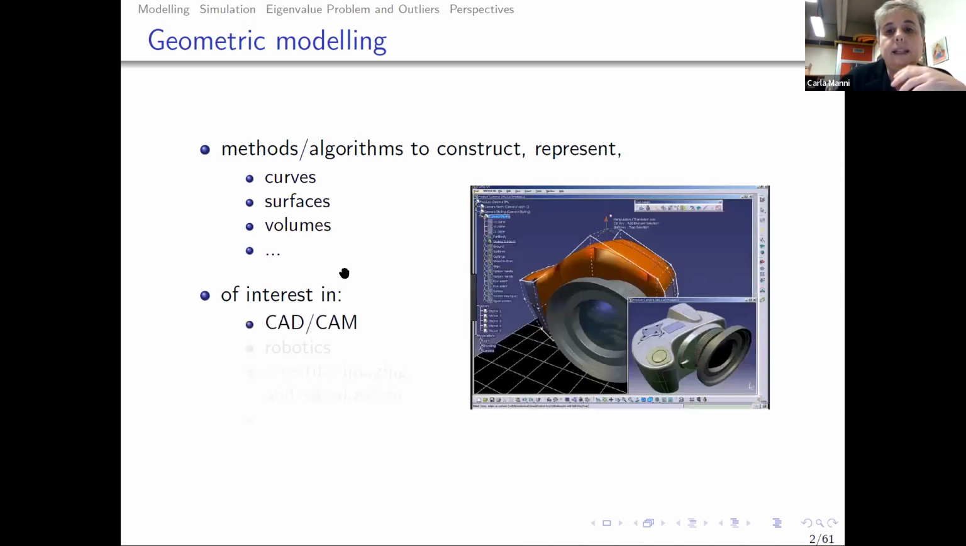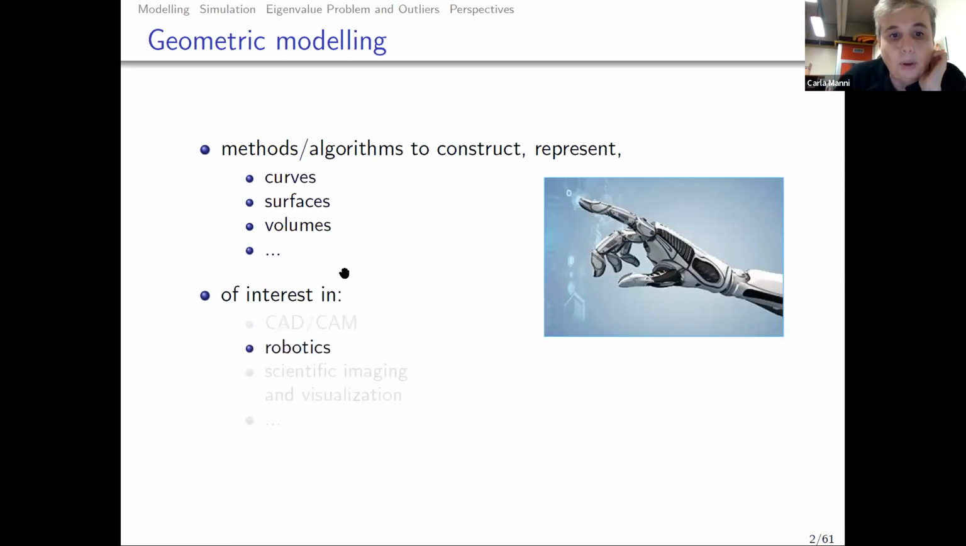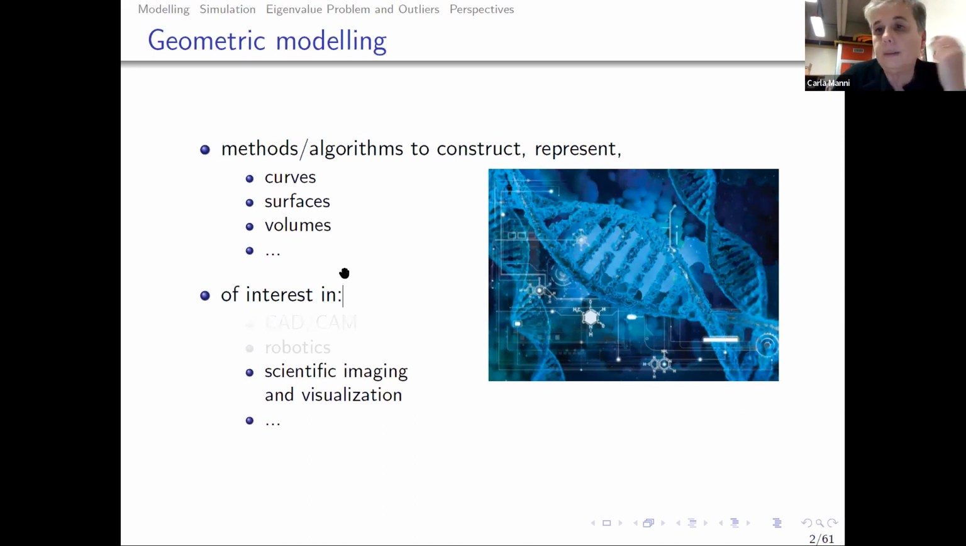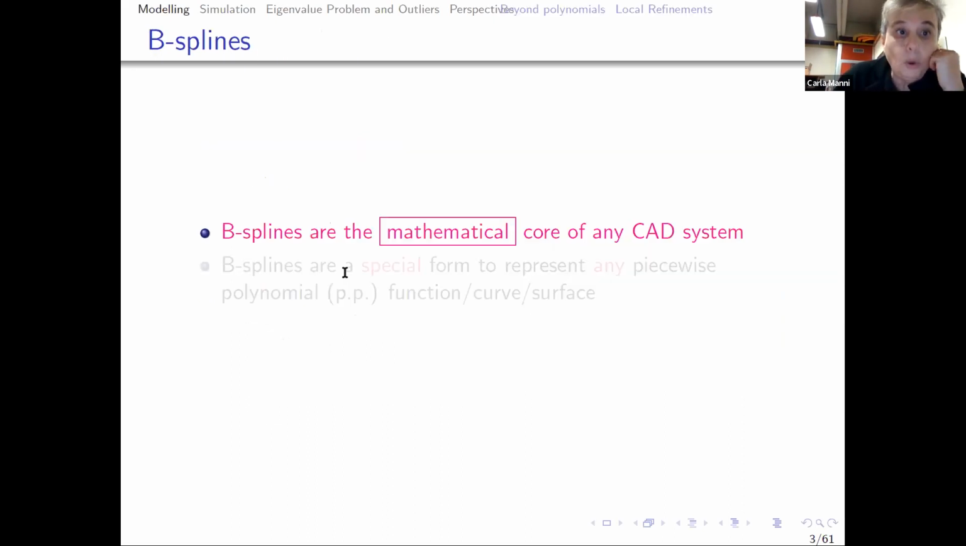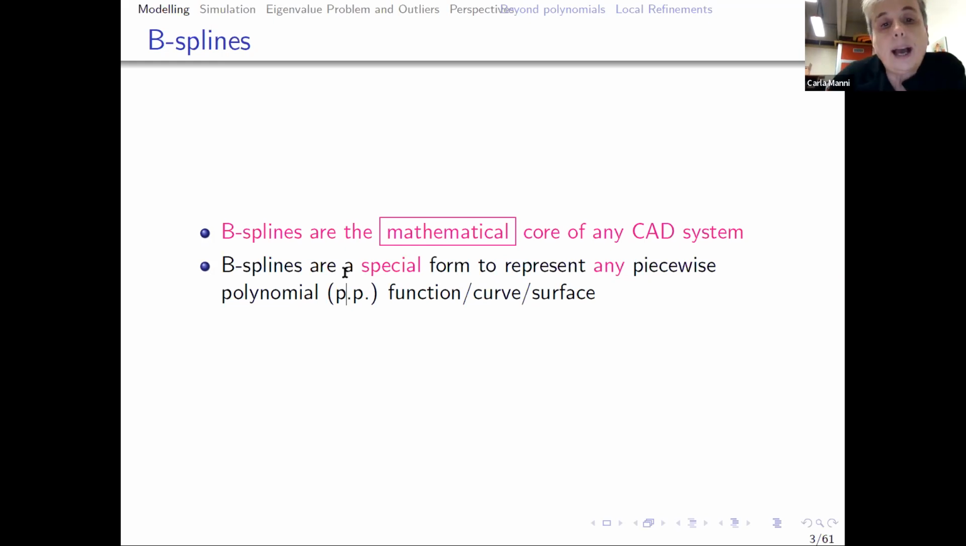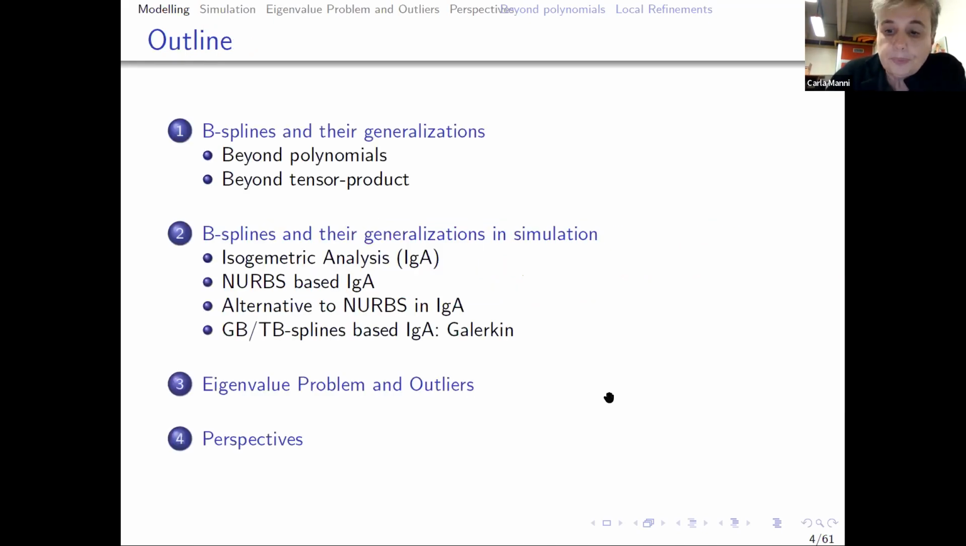My talk has in a sense a subtitle: we are moving from geometric modeling to numerical simulation, and I hope it will be clear why I'm saying this. Everybody knows that geometric modeling is the collection of methods and algorithms to construct and represent curves, surfaces, and volumes. It is of interest in CAD, in different areas such as robotics, scientific visualization, and many, many more.